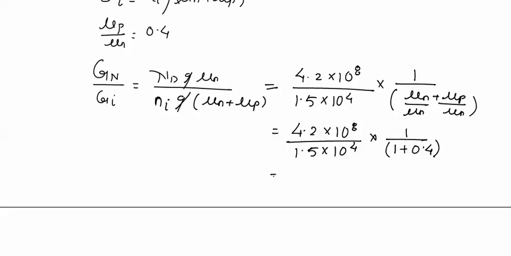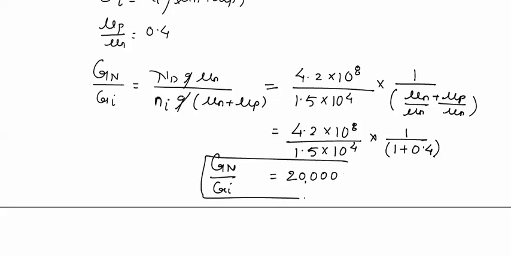Solving this, we get Gn upon Gi equal to 20,000, which was in option. Gn upon Gi equal to 20,000.